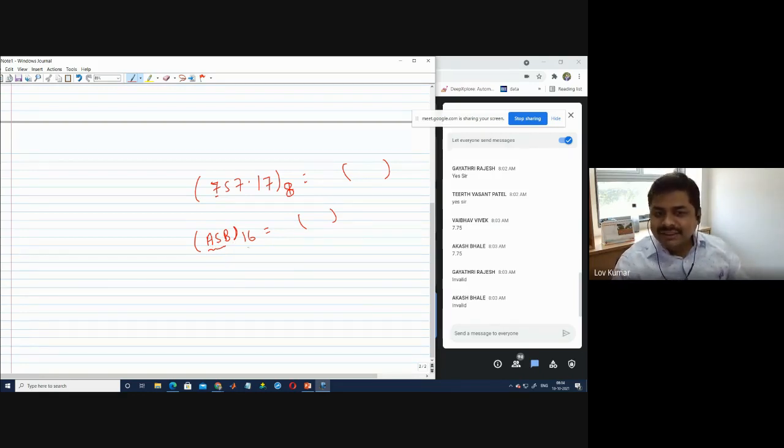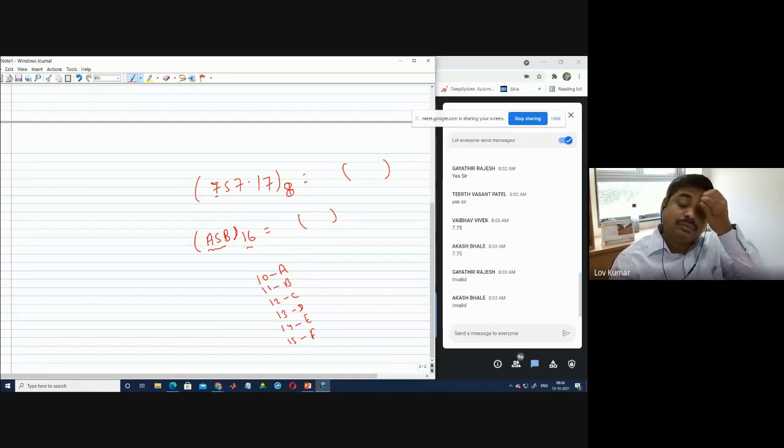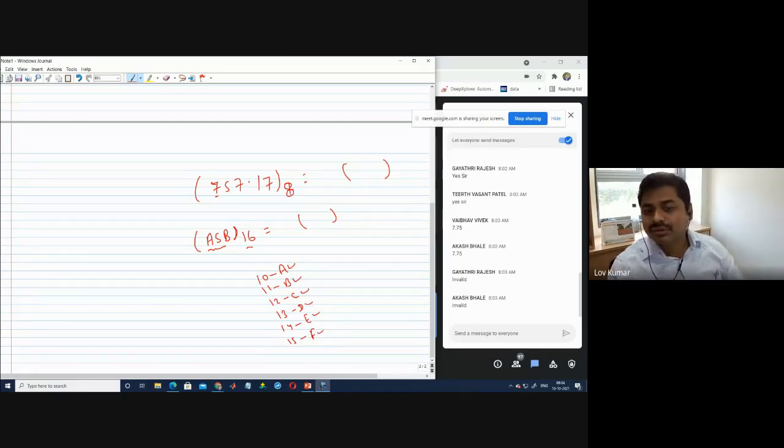A means this is base 16, so after 10, 10 means you will write A, 11 means you will write B, 12 means you can write C, 13 means you can write D, 14 means you can write E, and 15 means you can write F. Okay, so if you are writing the number in terms of hexadecimal, then in this case you will also get the terms A, B, C, D, E, or F. Okay, so now first one we will try, what is the value we can write.